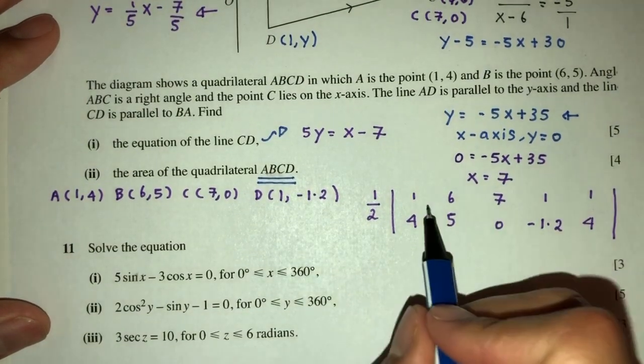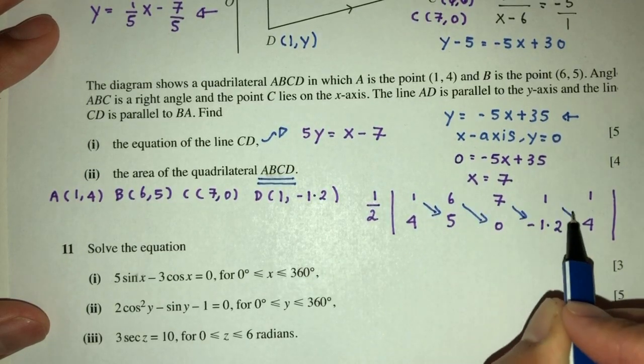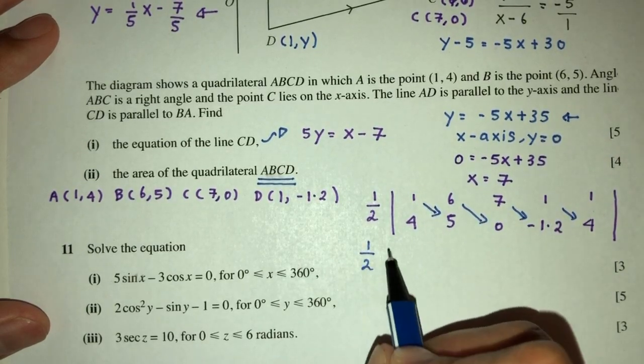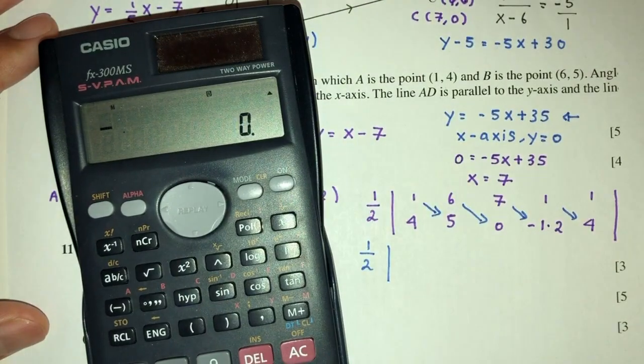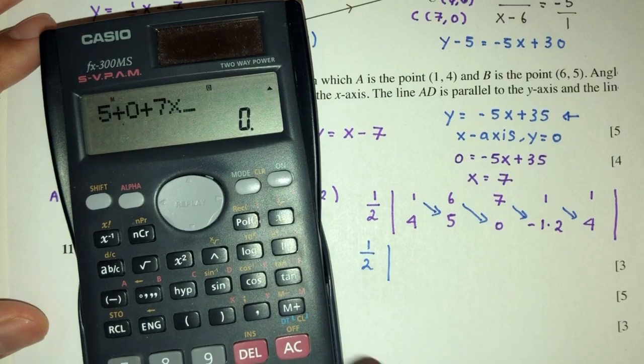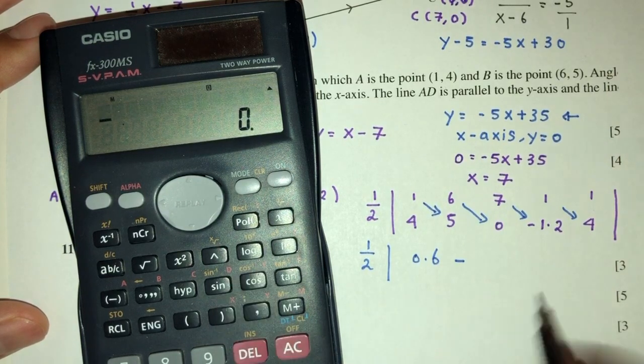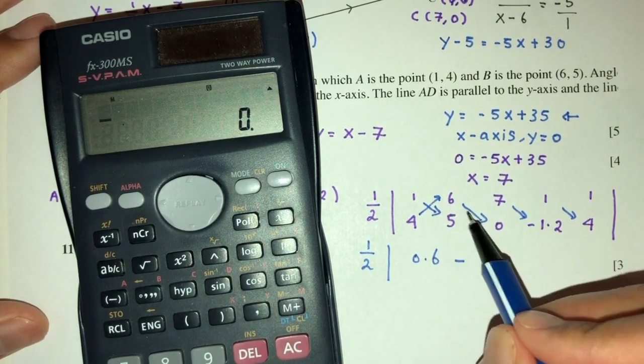So first thing, we have to multiply in this direction. So let's do that. So we have half. First we have 1 times 5 is 5, plus 6 times 0 is 0, and then plus 7 times minus 1.2, and plus 4. That will be 0.6. Then we have minus. Now we have to multiply in this direction.